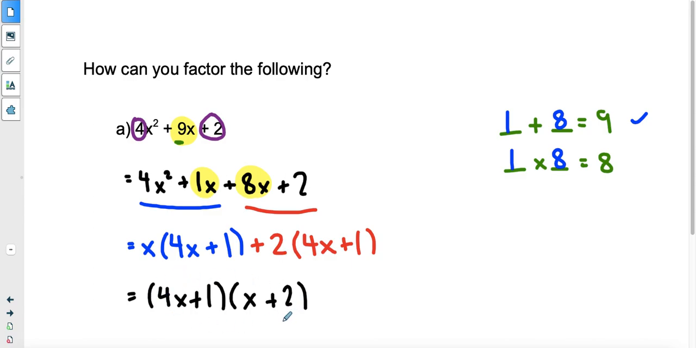So again, what's the idea here? We need two numbers that add to the number in front of x, and then multiply to this number times this number.